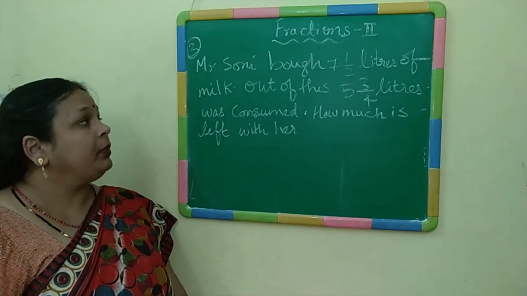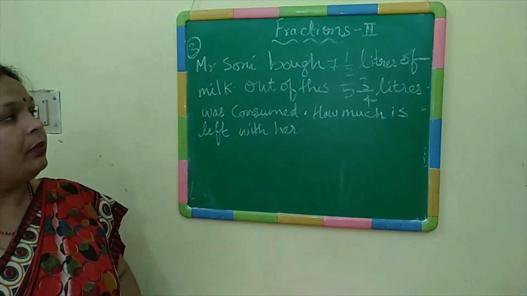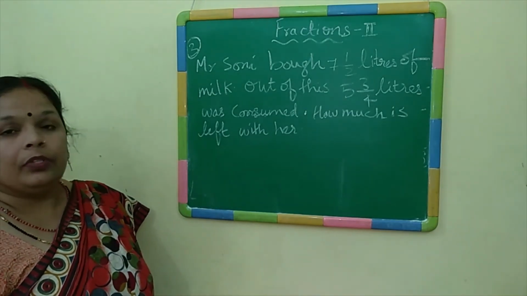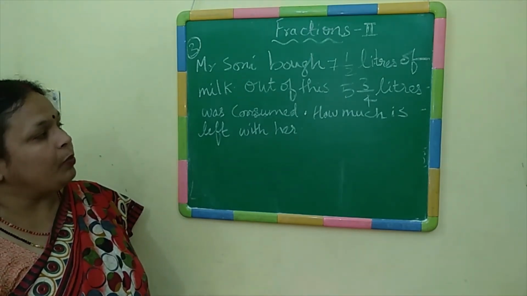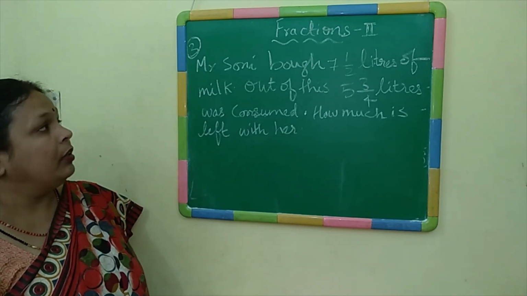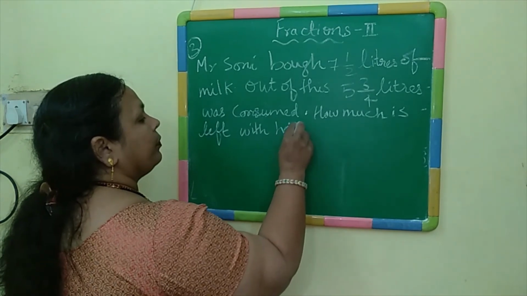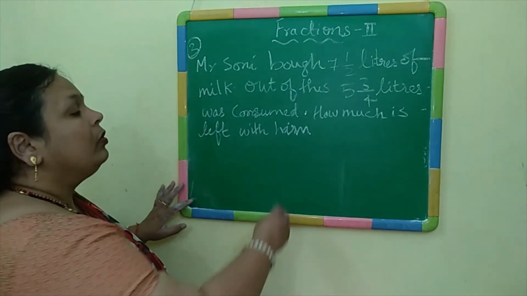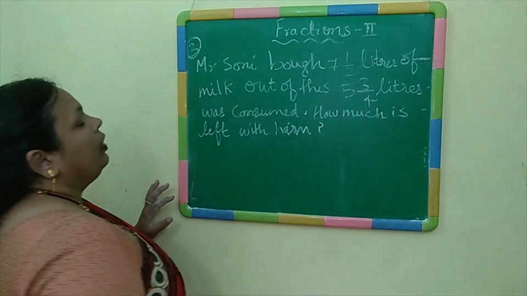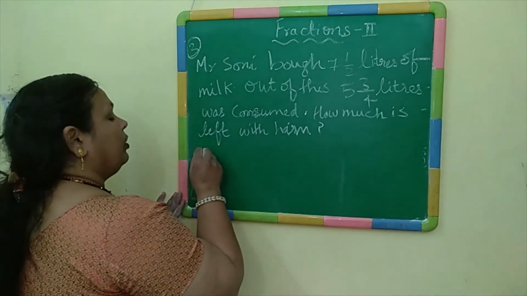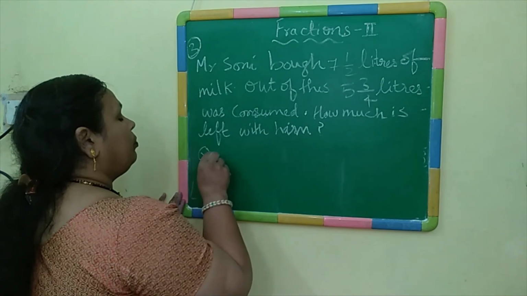So now third problem is, Mr. Soni bought 7.5 liter of milk. Out of this, 5.34 liter was consumed. How much is left with him? Now, what to do? Very easy. Quantity of milk brought.